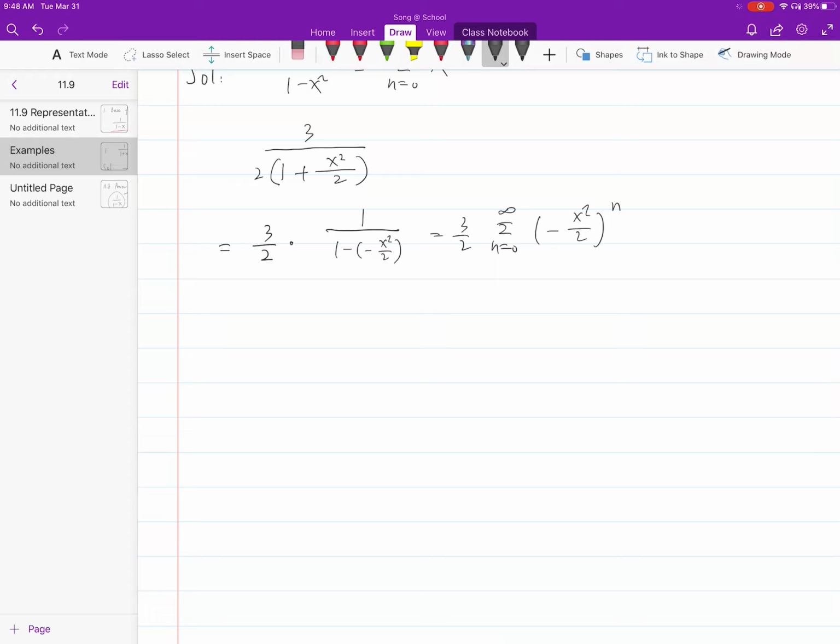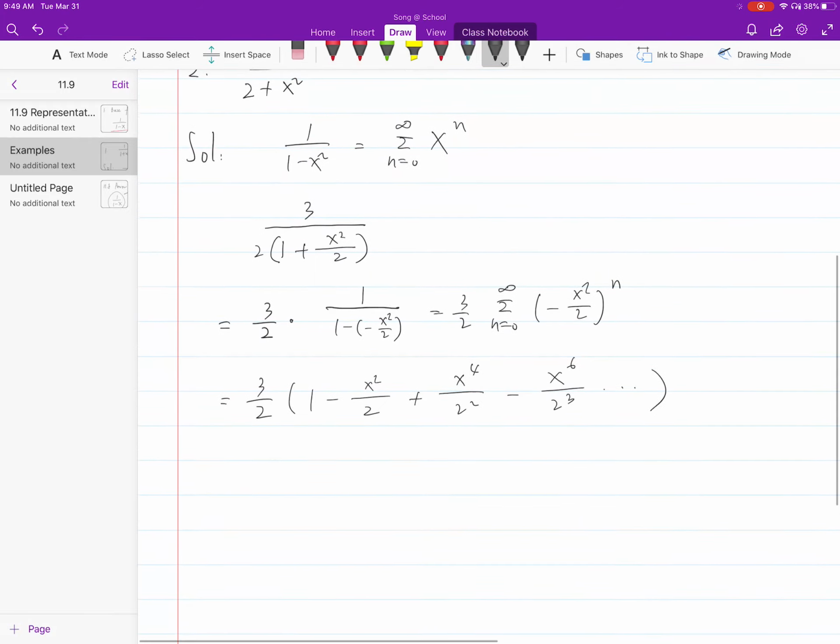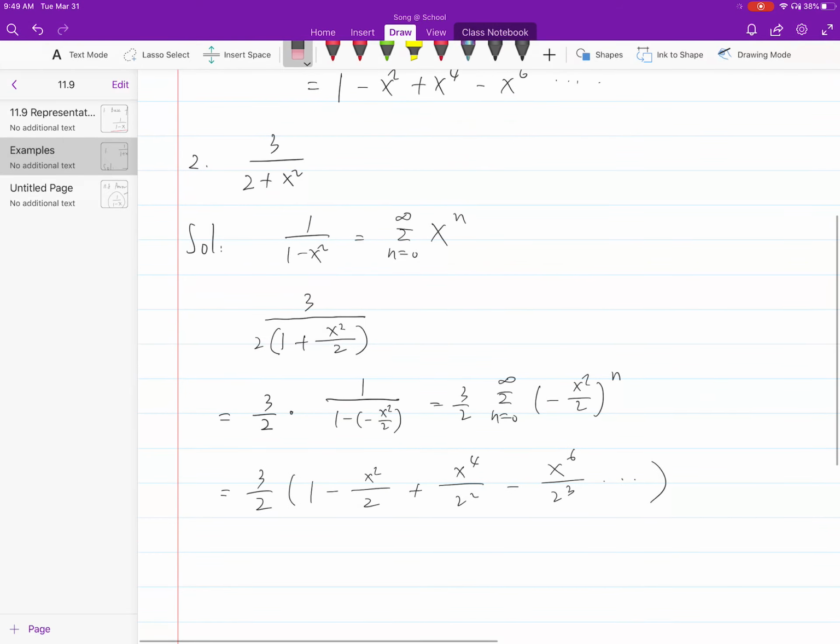Okay. Now, if you think about it, this is nothing but 1 minus x over 2, if you plug in 1, and then plus x fourth over 2 squared minus x to the 6 over 2 cubed, and dot, dot, dot. Clearly, this is a nice power series, and this will be the power series of the thing we just wrote down here.